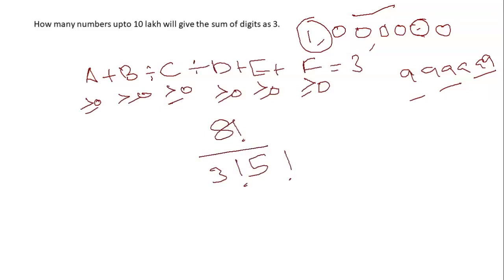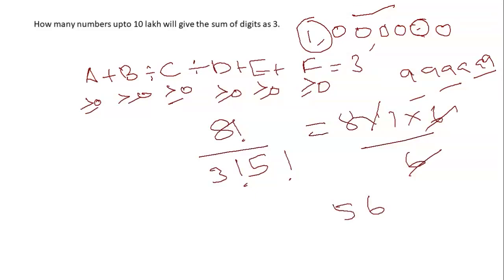So our answer is going to be what? 8 into 7 into 6 divided by 6. It's 56 numbers. Okay, clear? Very easy, right? Good job, good job. Very good.